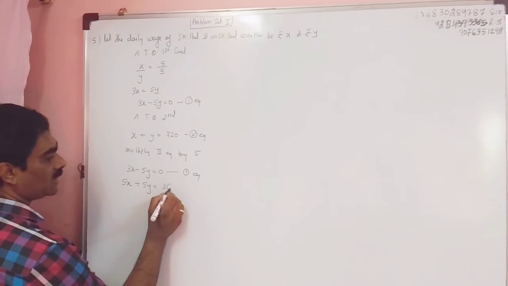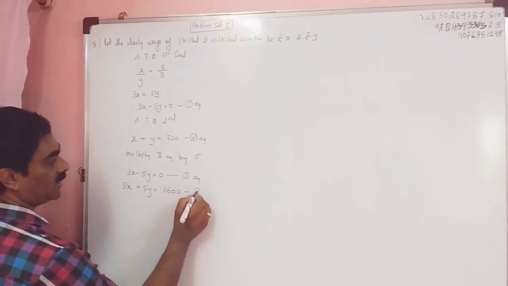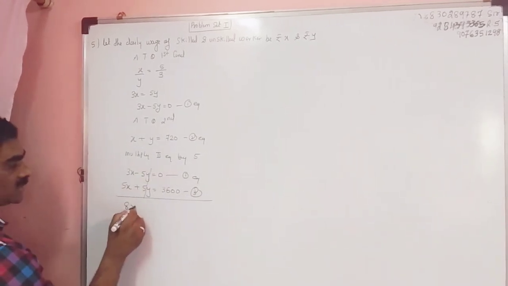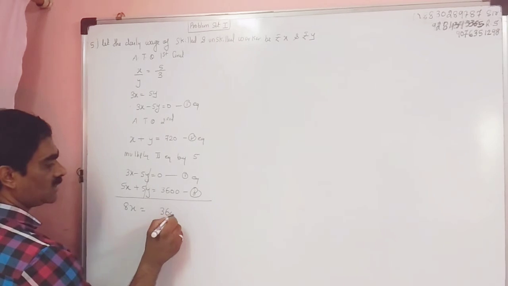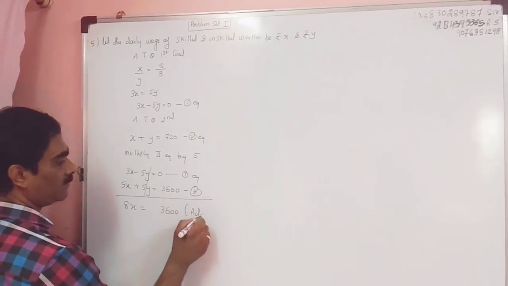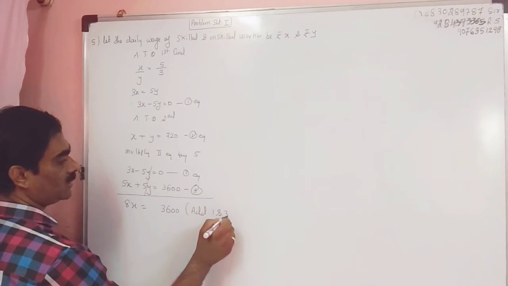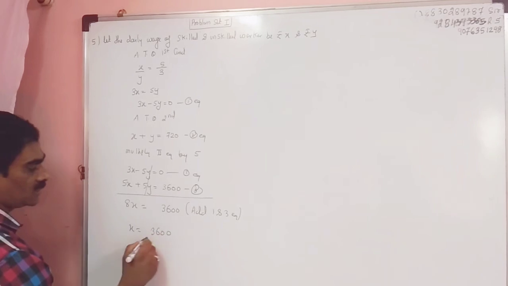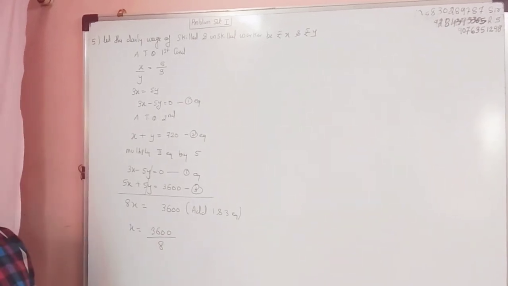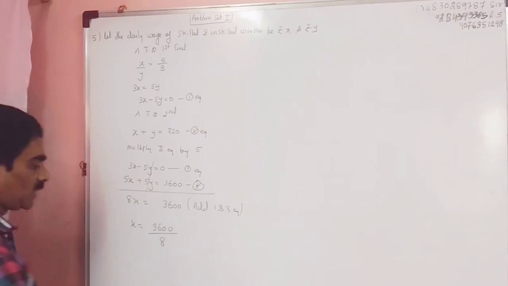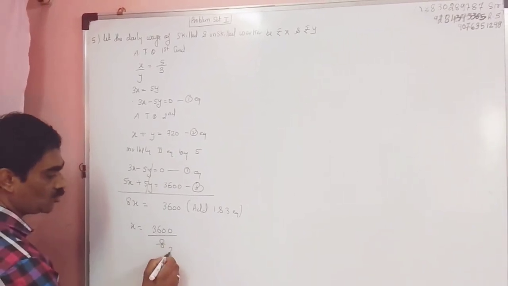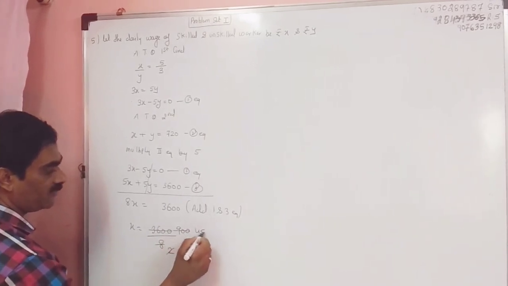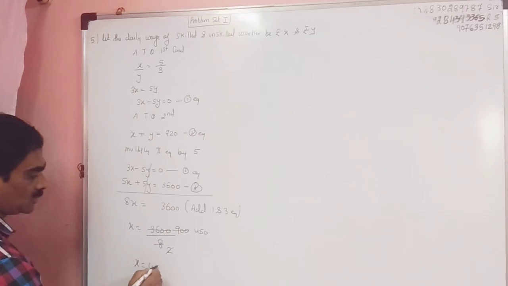It comes to 3600, your third equation, right? Now, adding the 1st and 3rd equations, 8x is equal to 3600. Now divide. x is equal to 3600 divided by 8. You can divide directly, but if you don't know how, you can use an easy method: divide by 4. 4 twos are 8, 4 nines are 36, and 4 fifties are 200... so x is equal to 450.